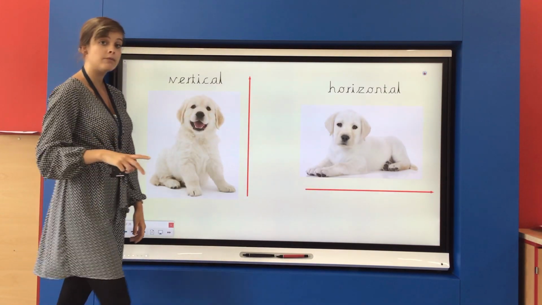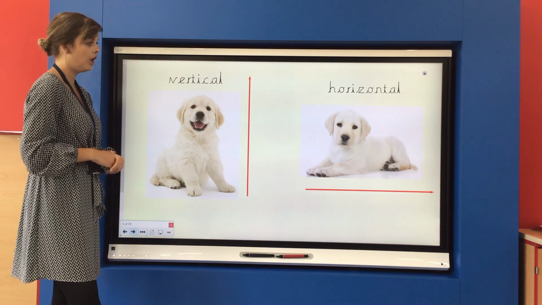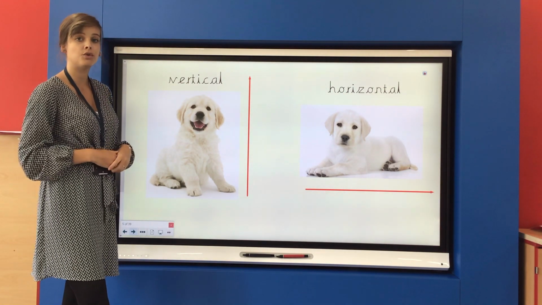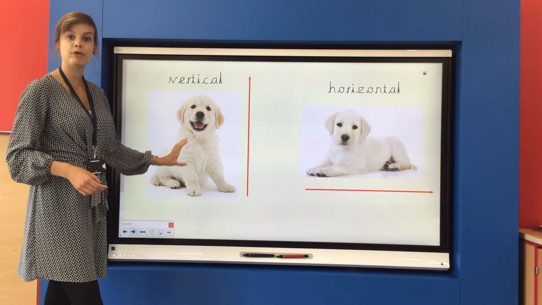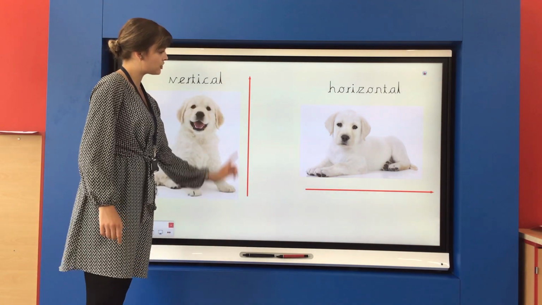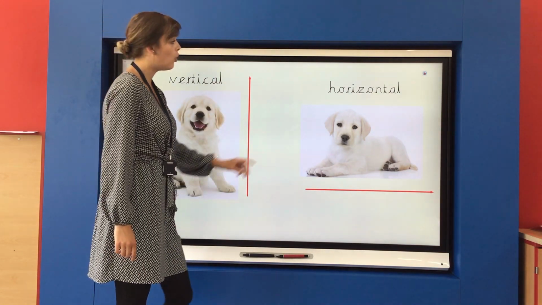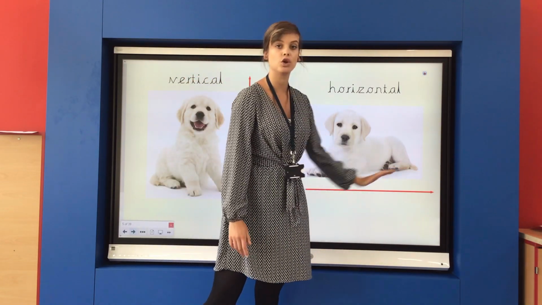There are two types of lines, horizontal and vertical, that we can focus on. But again, we're just going to focus on vertical this week. And another way to remember what vertical means is I think of a puppy either sitting up or standing up, and a vertical line will go up and down. For horizontal, I think of a puppy lying down because the horizontal line goes across.